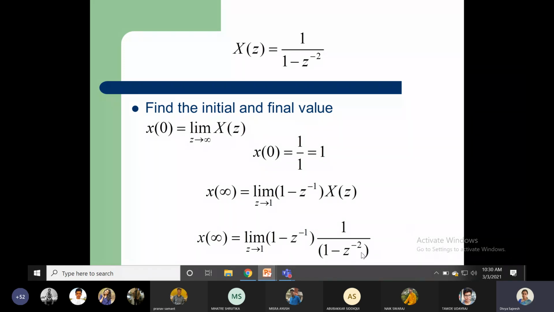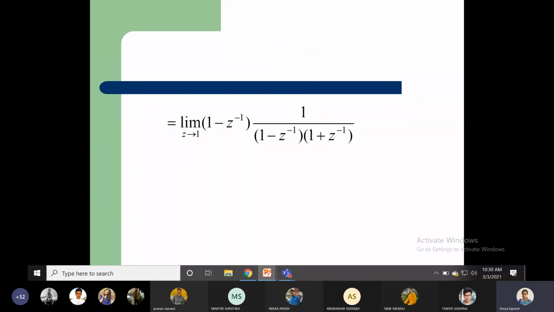Now I am going to expand this. I can write it in a square minus b square form, so I can write it as (a plus b) into (a minus b). So I expand it as (1 minus z inverse) into (1 plus z inverse). So 1 minus z inverse will get cancelled, and you will be left with 1 upon 1 plus z inverse. In that you put z as 1, so you get 1 plus 1, which is 2. So X of infinity is half. This is the way you have to find the initial and the final value of the given signal with the help of the Z transform of the signal.